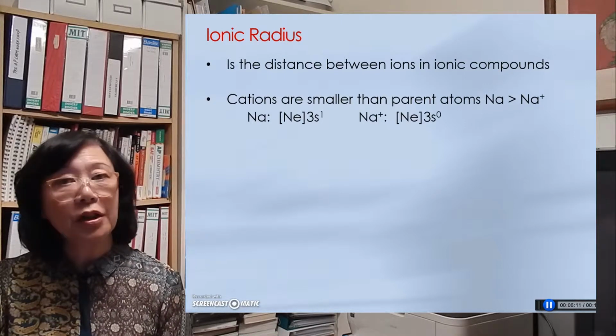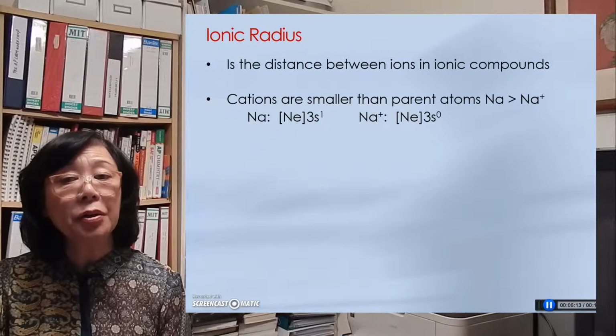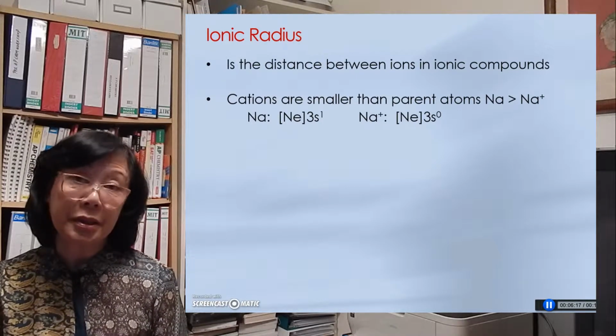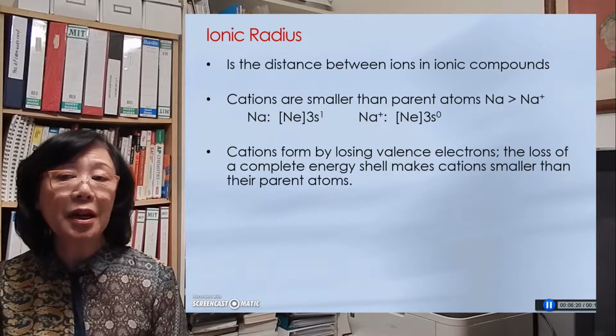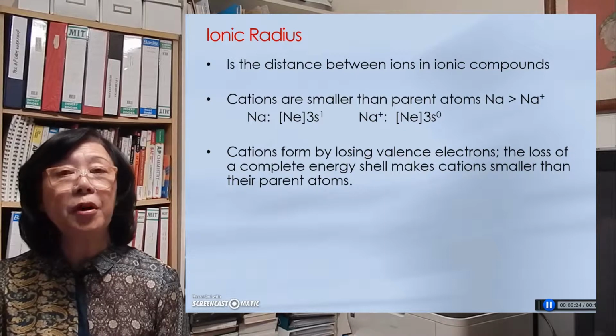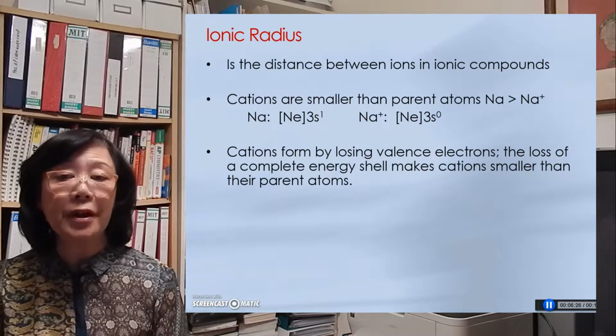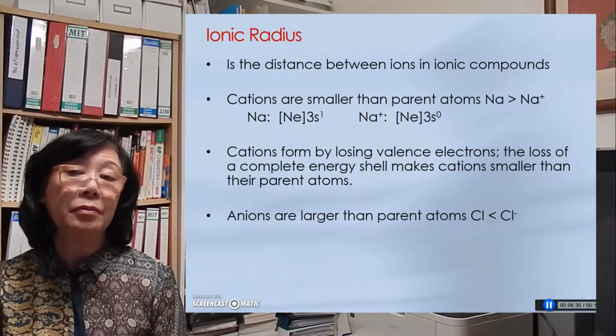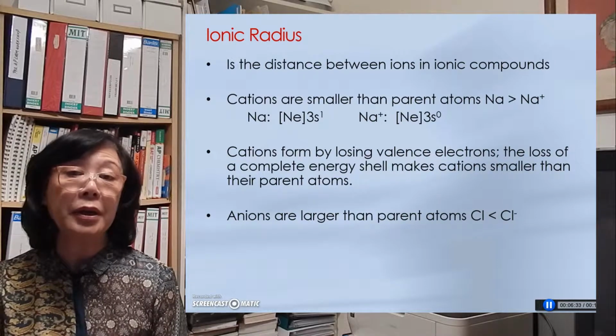As we look at the electron configuration, sodium is neon 3s1, and sodium plus 1 ion is neon 3s0. And you can see that the complete third energy shell is removed when sodium forms a plus 1 ion by losing the valence electron. Therefore, this sodium ion is smaller than the parent atom.